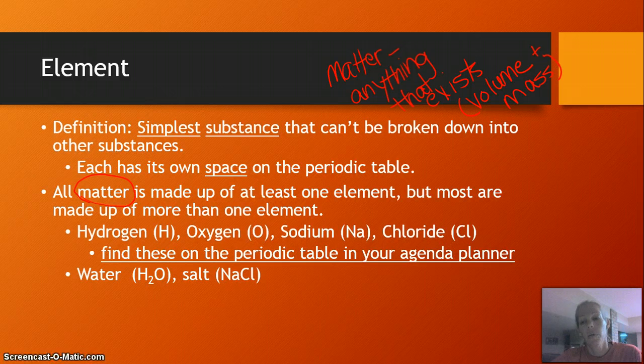Hydrogen, oxygen, sodium, and chloride are all examples of single elements that appear on the periodic table. So those cannot be broken down into any further substances. Water is a combination of hydrogen and oxygen atoms. And so pure water, which is just comprised of hydrogen and oxygen atoms, can be broken down into oxygen and hydrogen as two different substances. Salt is also a pure substance, and it is combined from sodium and chloride.